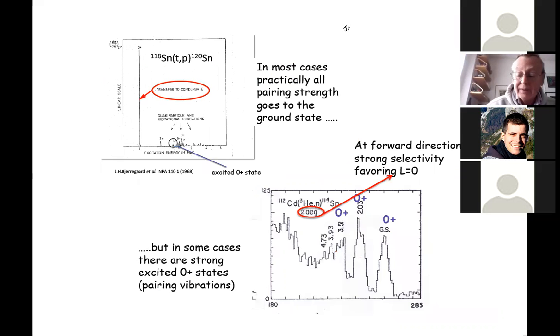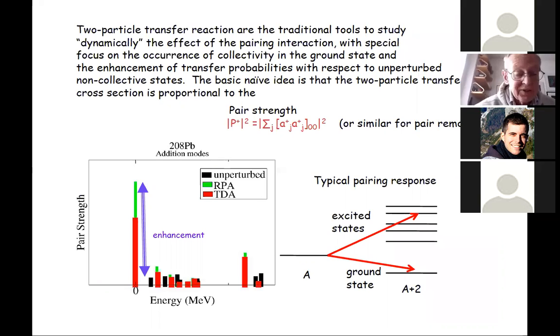It is well known that two-particle transfer reactions are the standard obvious tool traditionally to study in a dynamical way the pairing degrees of freedom of nuclei, and in particular for the study of the collectivity that the pairing interaction is inducing on the ground state of a system, and therefore on the enhancement of the transfer probabilities with respect to unperturbed non-collective states.